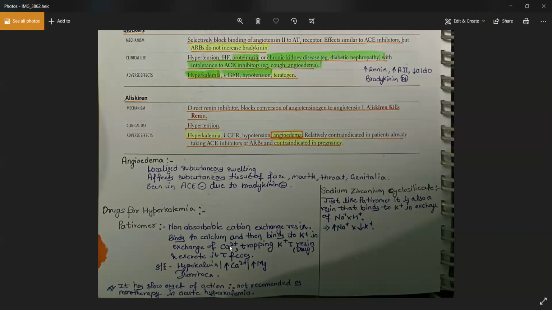Side effects, again: it can cause hypokalemia, and because of calcium absorption, it can cause hypercalcemia. It can also cause hypermagnesemia, and because it is losing all the potassium, water will come with it, and the patient will get diarrhea also, right?